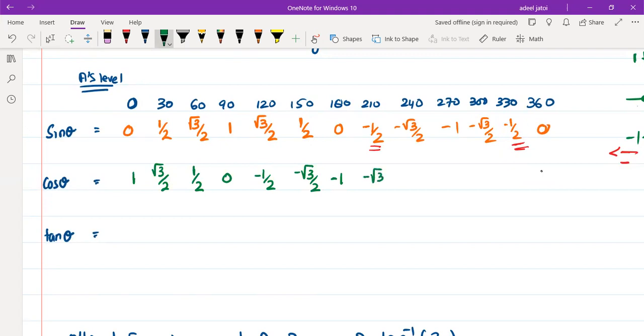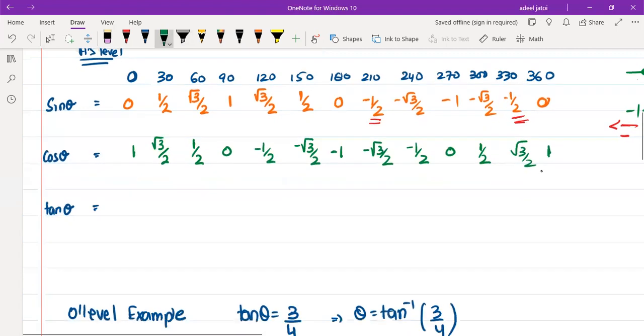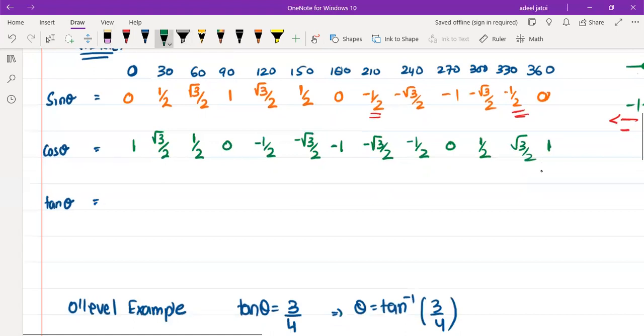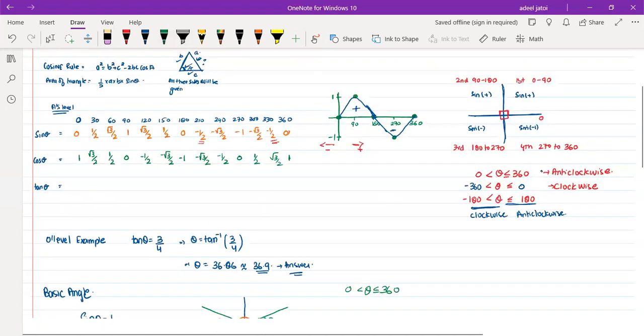Cos 210 will be minus under root 3 upon 2. Cos 240 is minus half. Cos 270 is 0. Cos 300 is half. Then obviously cos 330 will be under root 3 upon 2. And then cos 360 will be 1. So these are the values for cos 0 to 360. Obviously we'll make the graph as well according to the values of cos.